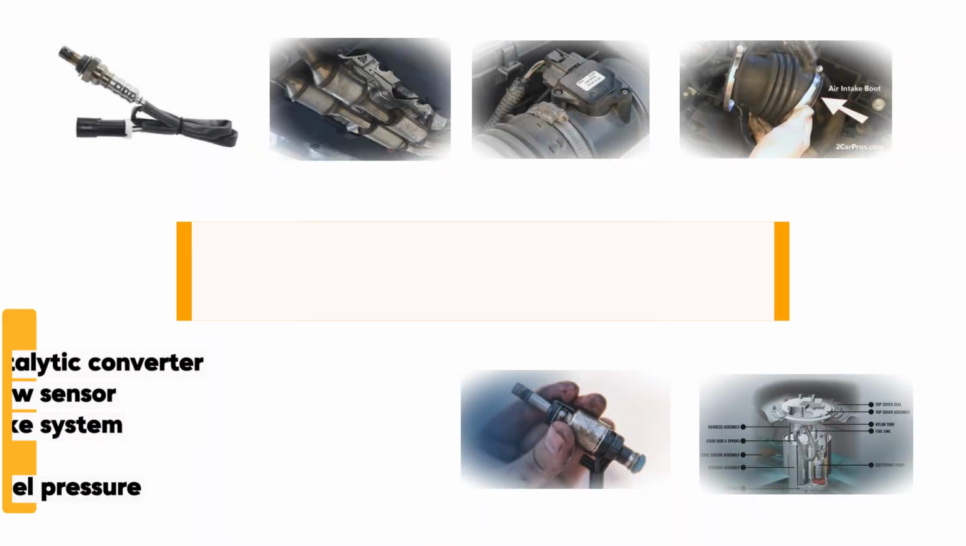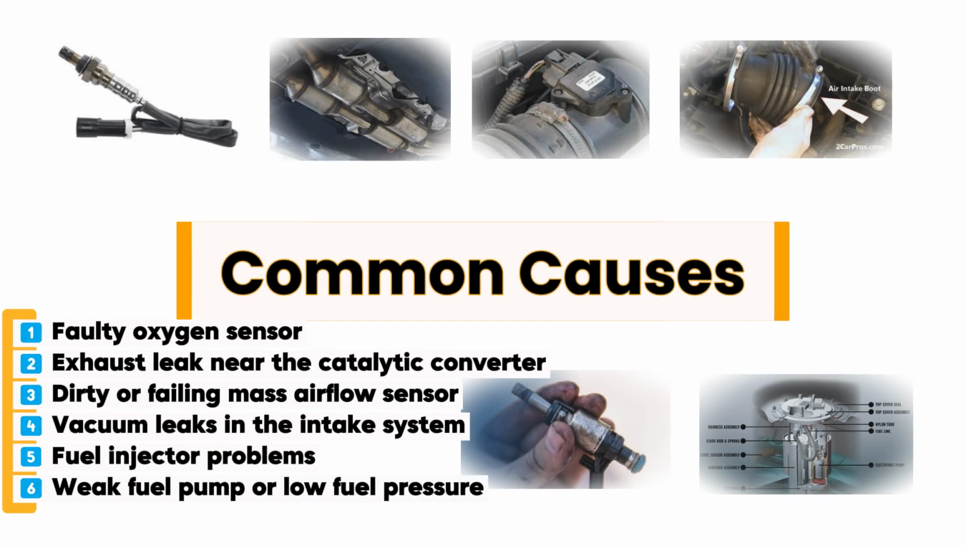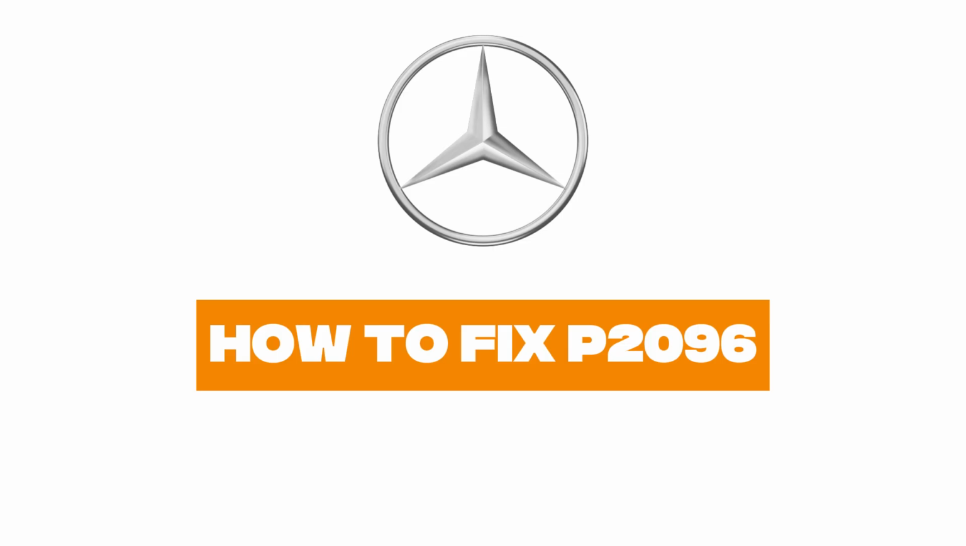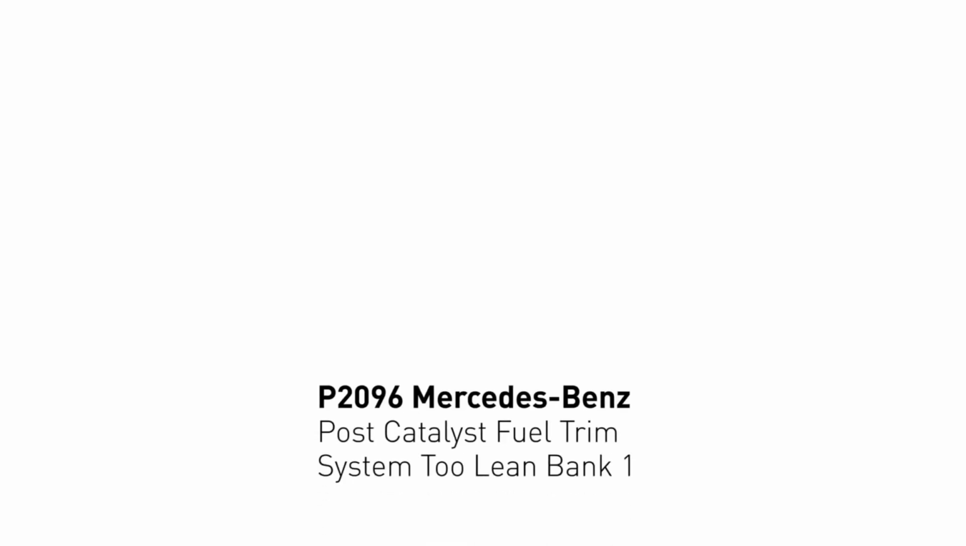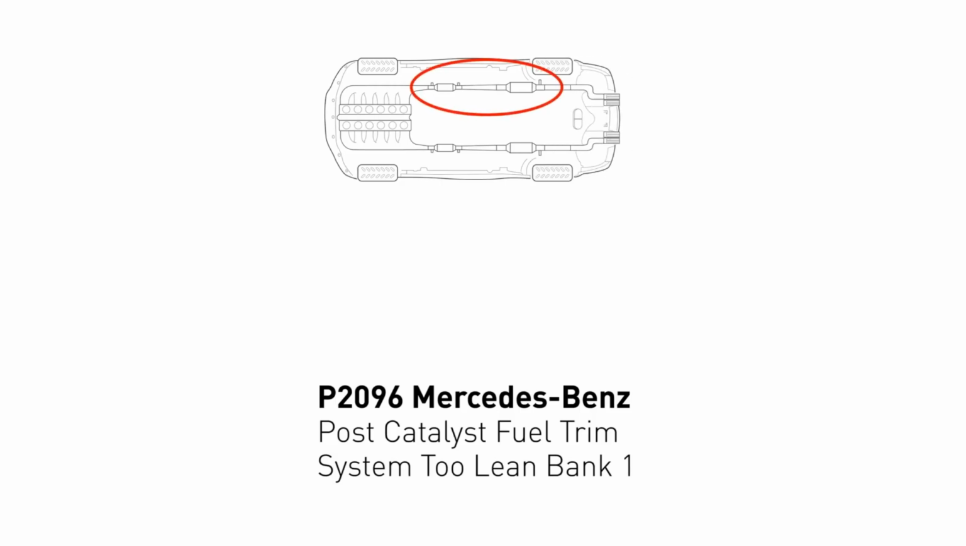Now the most common causes: 1. Faulty oxygen sensor, 2. Exhaust leak near the catalytic converter, 3. Dirty or failing mass airflow sensor, 4. Vacuum leaks in the intake system, 5. Fuel injector problems, 6. Weak fuel pump or low fuel pressure. It indicates the powertrain control module perceives a lean fuel-to-air mixture downstream of the catalytic converter.